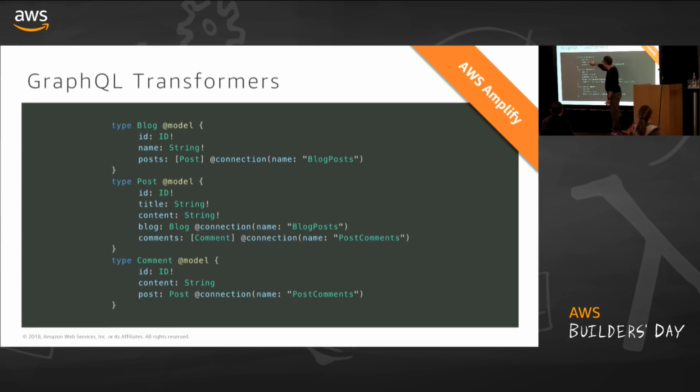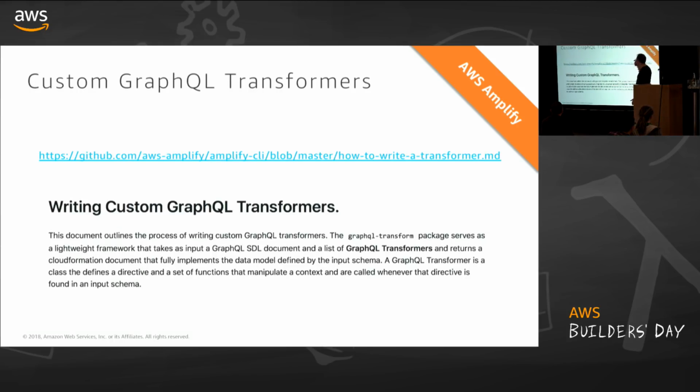We also have @connection that is used to link different data types. So for example, if you have a blog and the blog has multiple posts, and each post can have multiple comments, you can link the blog with the post with this annotation, and this will help us create the right queries and the right mutations for you. All those transformers are open source and part of the Amplify library, and we also have a tutorial if you're interested in understanding how they work, or if you want to extend and add your own custom transformers for GraphQL.